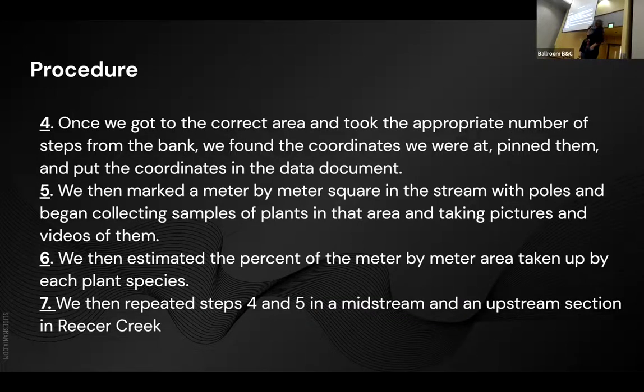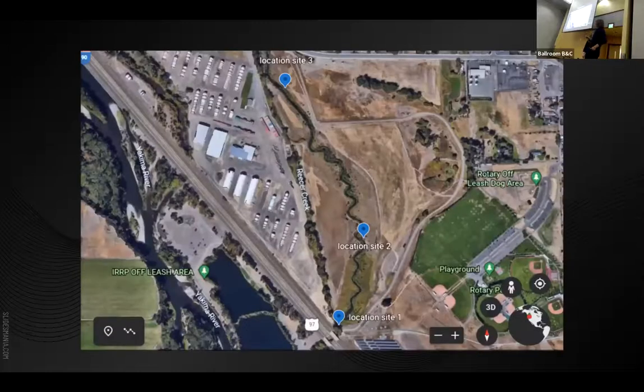We then marked a meter by meter square area in the stream with poles and began collecting samples of the plants that we saw in that area. We then estimated the percent of the meter by meter area that was being taken up by these plants, and then repeated steps 4 and 5 in a midstream and an upstream section of the creek. So here's a map of Reecer Creek. Up top, we have our upstream section, our midstream section, and then on the bottom, our downstream section.